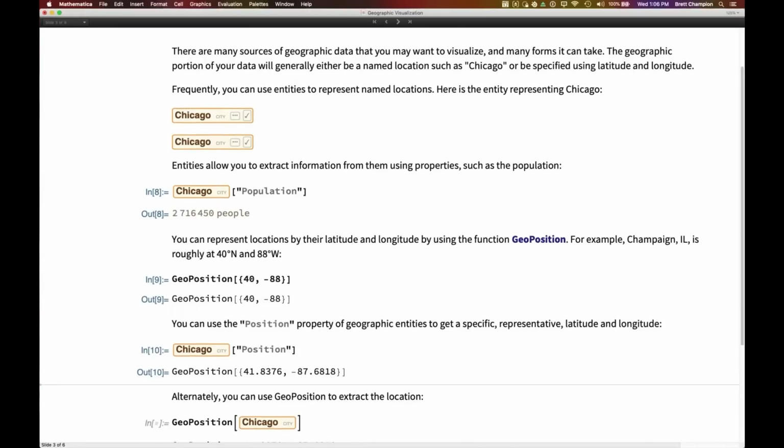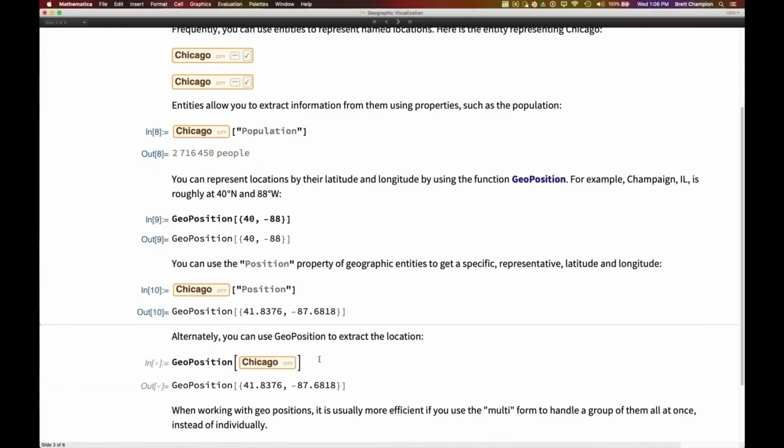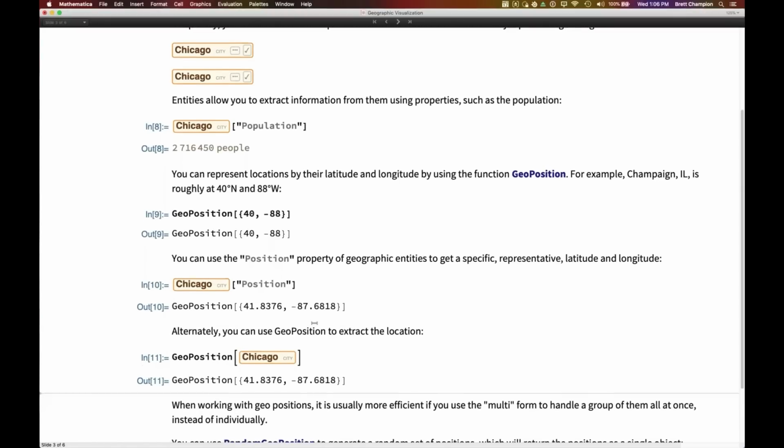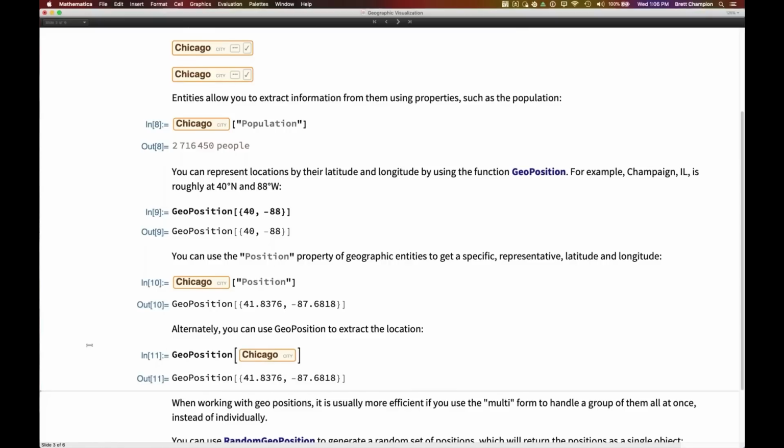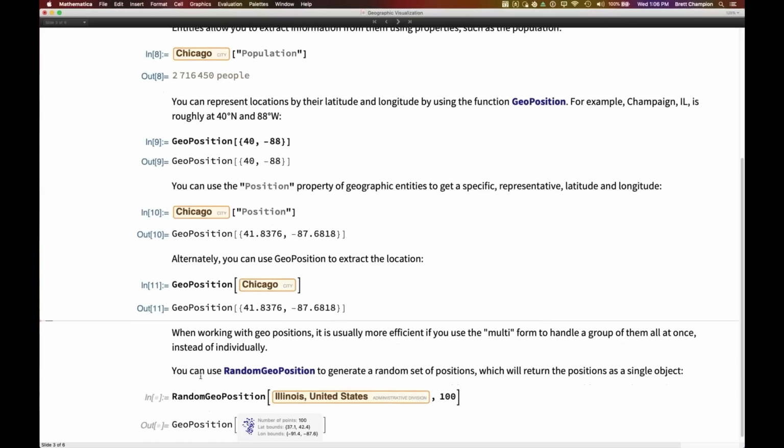I can go from an entity to a geoposition in a couple of ways. I can ask for a position property of that entity. That's Chicago, not Champaign, so the numbers aren't quite the same. Geoposition will also work on entities and extract the same information. Ultimately, under the hood, all the visualization functions are going to be working with geoposition or a variant of that at their lowest level.